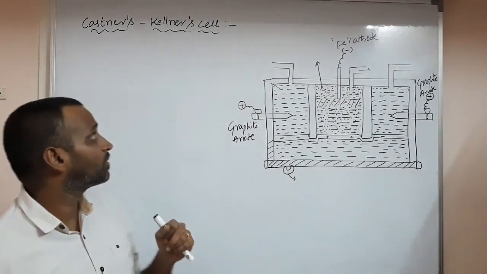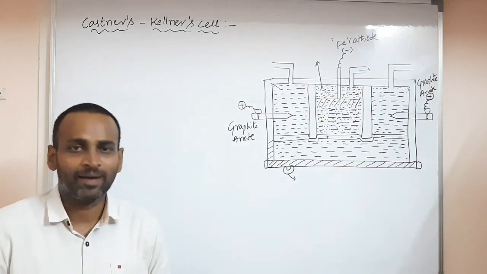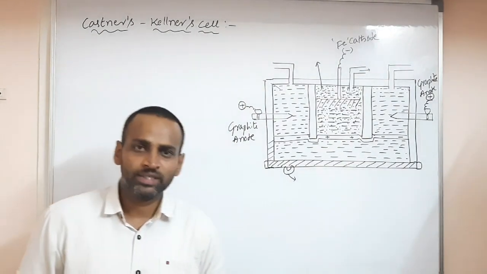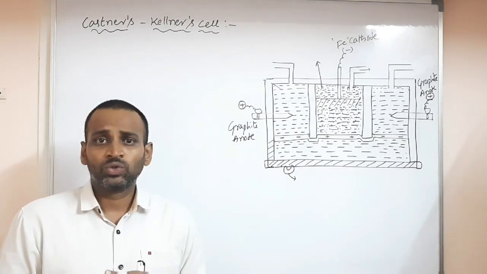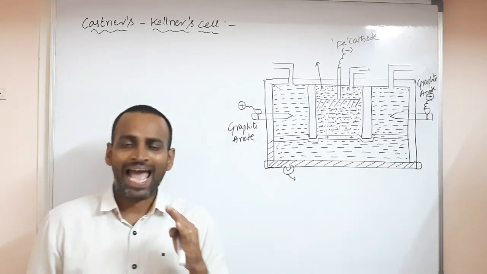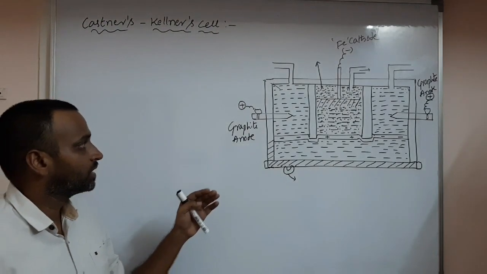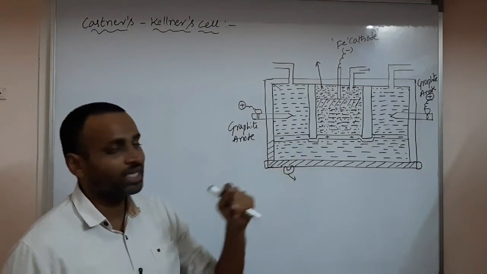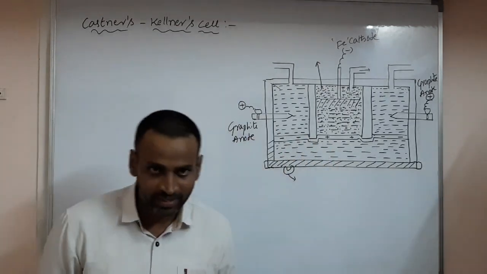Now we will discuss the preparation of sodium hydroxide by the Kastner-Kellner cell. Previously we also discussed the preparation of sodium hydroxide by the Nelson cell. That is electrolysis of brine solution. Brine solution means aqueous NaCl. So here also we will do the same. It is like electrolysis of aqueous NaCl. Here also we have anode, cathode, everything.